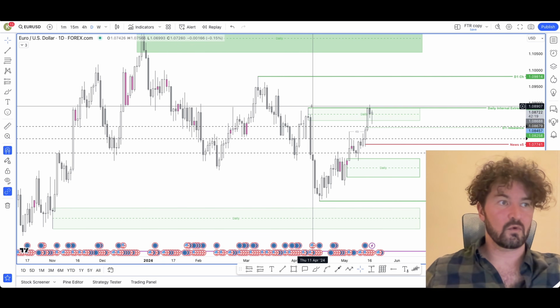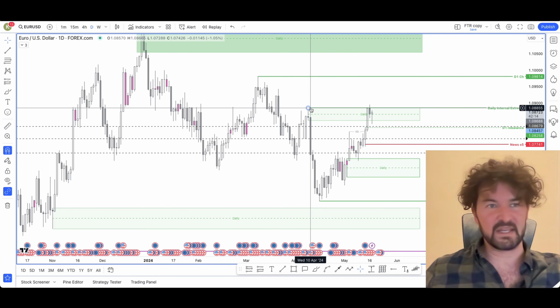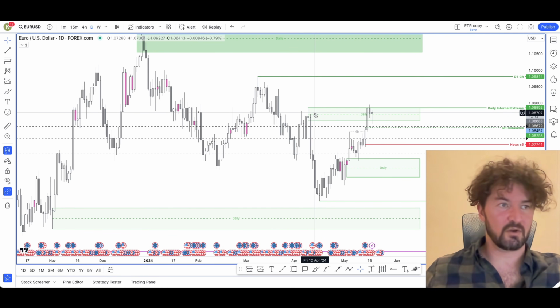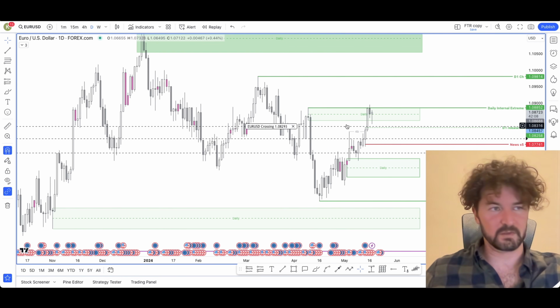We were all watching around this area to begin with, and it's an internal structure, okay? It's not ultra strong, but it's still strong. It's still prevalent in the way which we trade.